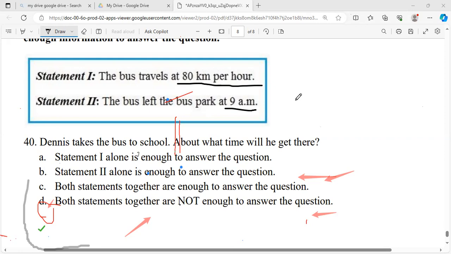And the last one before I explain, Nahilia, because nobody else has the hand up. So Nahilia, your time, and then we can conclude. Sir, I would say D because those two statements are not enough to answer the question because we do not know how much time it takes Dennis to get to school. Okay, thanks so much.